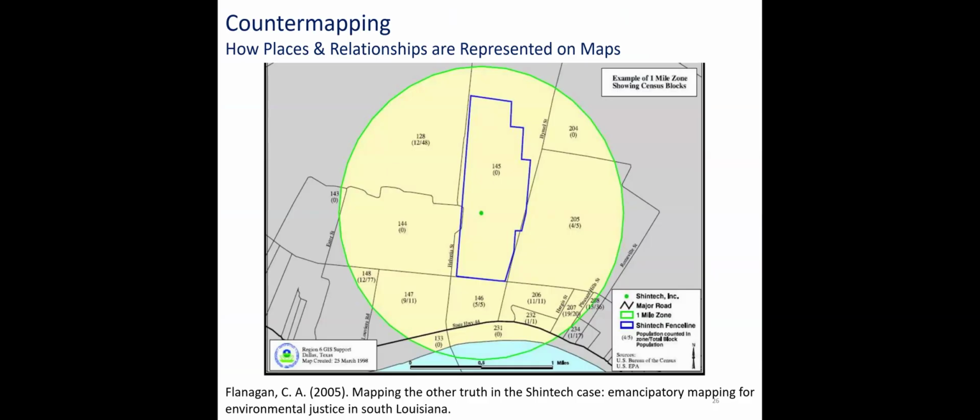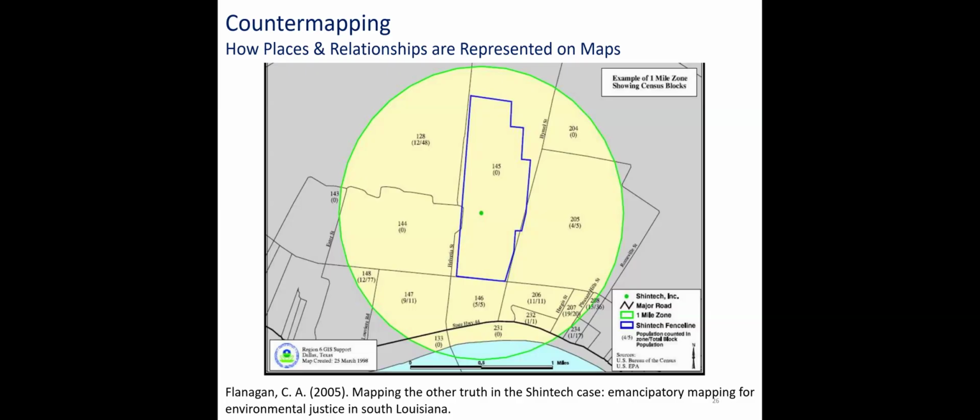So this is an example of how you can tell the truth many different ways in a map, okay? And this goes back to Mark Monmonier's How to Lie with Maps. So this was an environmental justice kind of study. And this map right here is from an environmental impact assessment.